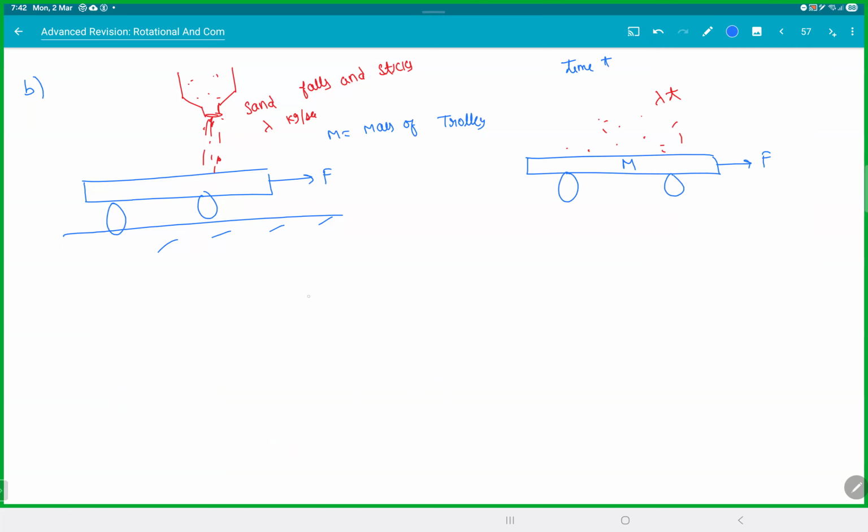So can I directly say integral F dt is equal to change in momentum? F is constant, which is F into t. What is change in momentum? M final V final minus M initial V initial. Initially you're at rest, so 0. What is M final? M plus lambda t into V. Therefore, V final is equal to Ft by M plus lambda t.